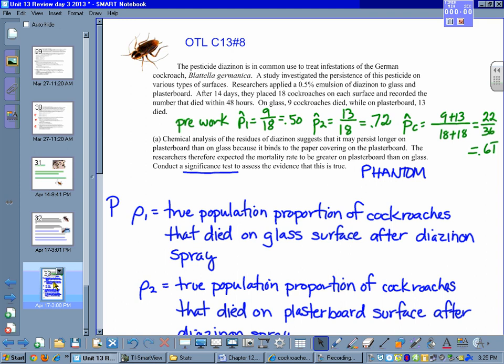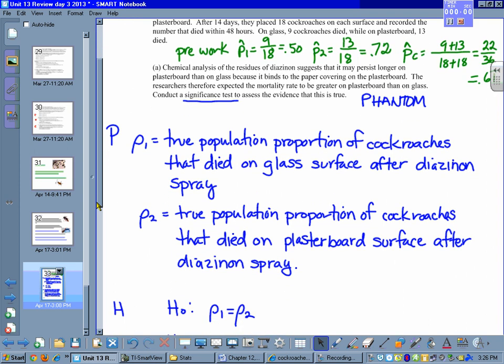I found the p-hat sub 1, the sample proportion for the glass, which was 9 died out of 18, or 50%. I found the sample proportion for the plasterboard, which is my p-hat sub 2, 13 out of 18, which was about 72%. And I also found the p-hat combined, which was 22 out of 36 cockroaches that died, or 61%. We need that p-hat combined because we are going to start under the assumption that both surfaces kill the same amount of cockroaches. The next thing I have to do is define my parameters.